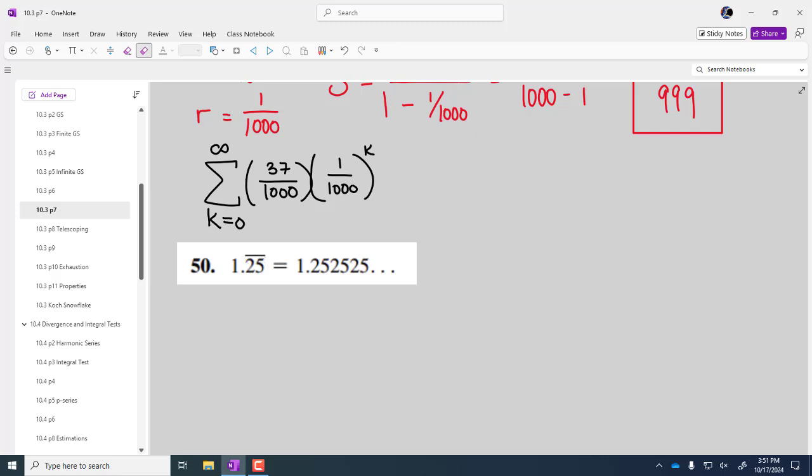Okay, try this one, number 50. You could do 1 plus sigma notation. Pull off the 1. The repeating part is the geometric part. The 1 does not fit the pattern, so you want to pop the 1 off in front and treat it as 1 plus a geometric series. The 0.25 repeating is the part that's geometric, but the 1 is just an extra thing that adds together.